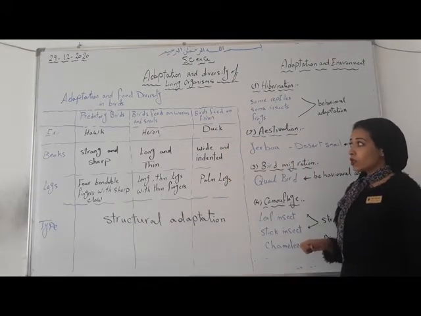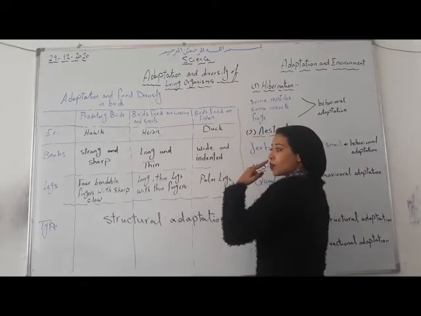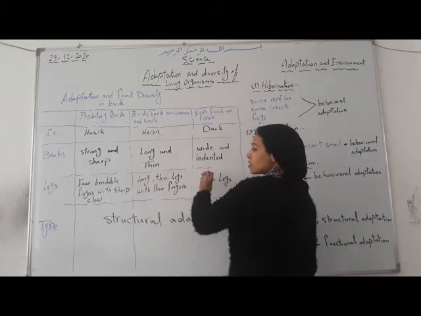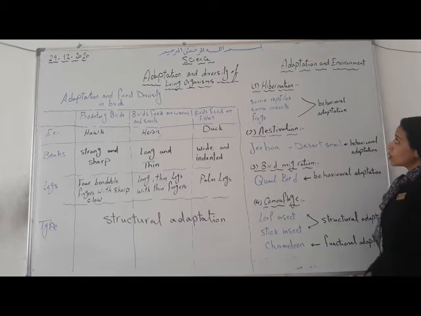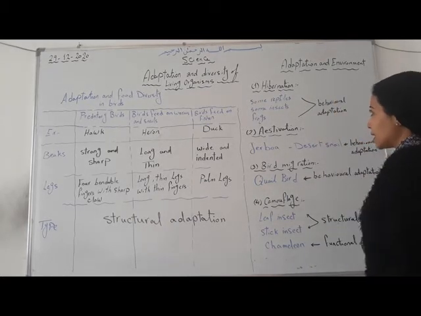So the birds, they all are birds, but their body, their beak and legs are modified according to the way they get their food. And we have also adaptation according to the environment where the living organisms live.